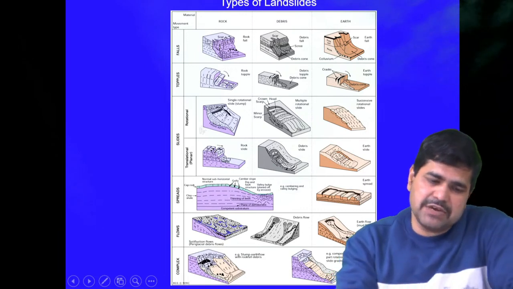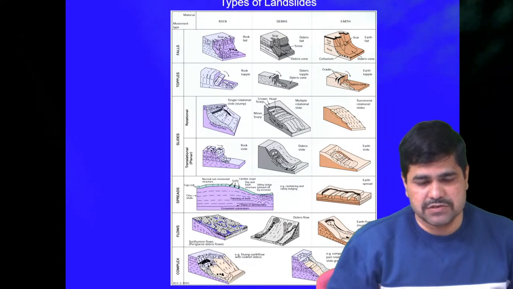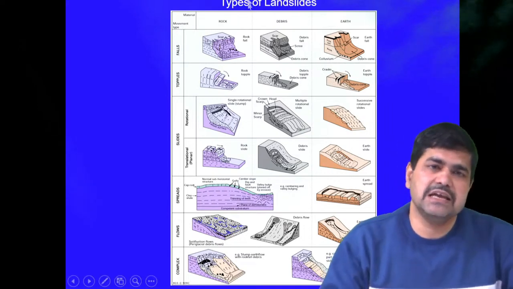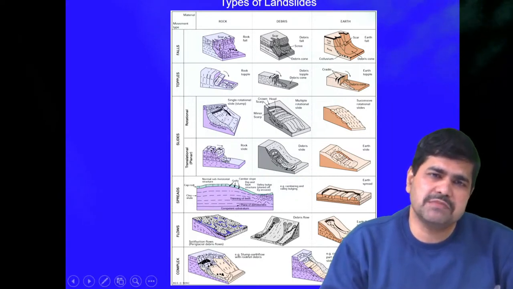So slides again can be divided in two terms, that is, one is rotational, another is translational. Rotational slides, very clearly you can understand, where the failure surface, we call it failure surface. What do you mean by failure surface? It is basically the surface that separates the top weathered mass and the bedrock down there.